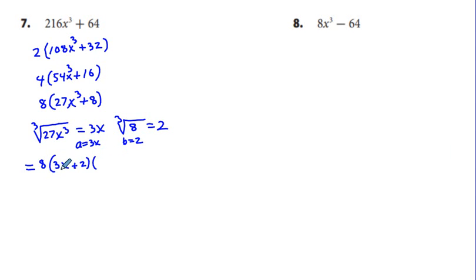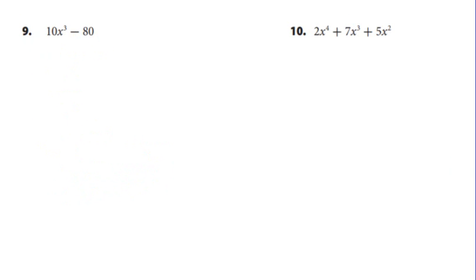and then we're going to have a squared, and since a is 3x, a squared is going to be 9x squared, and we're going to have minus ab. Well, a is 3x, b is 2, so we're going to have minus 6x, and finally we're going to have plus b squared, which is 2 squared, which is 4. So this will be our factored form of problem number 7. Next.